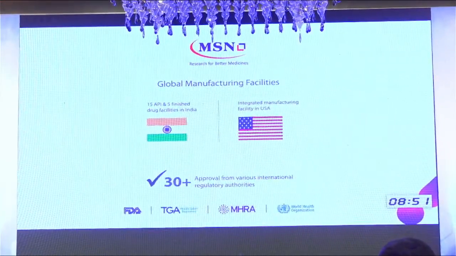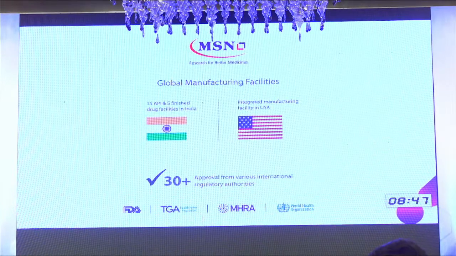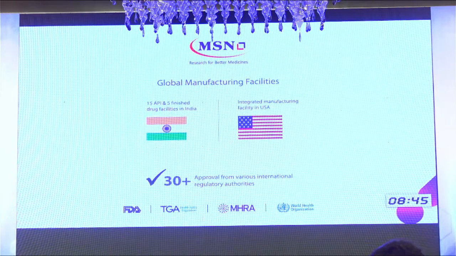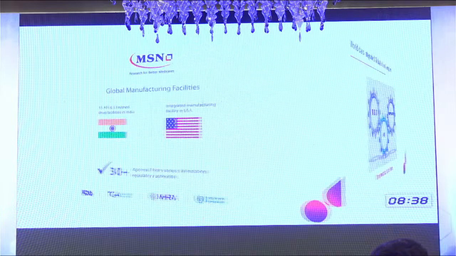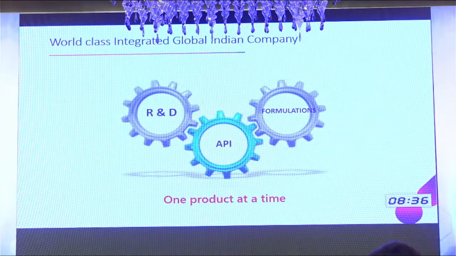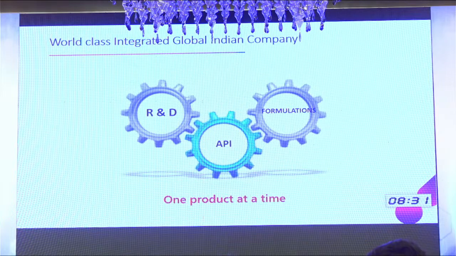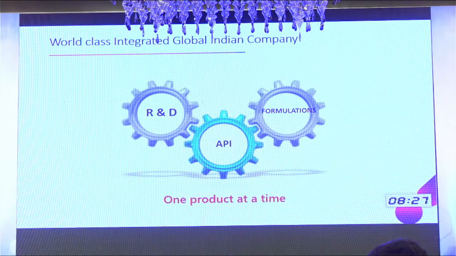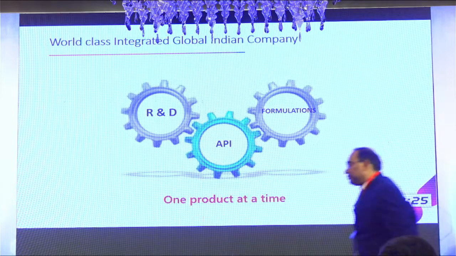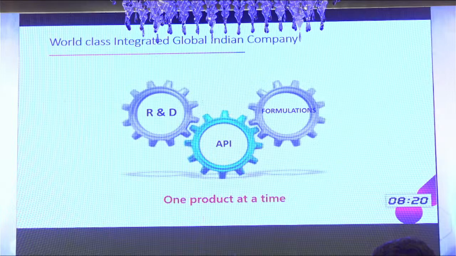Our manufacturing facilities are spread all across India and also in the US. And all these facilities have more than 30 approvals from regulatory authorities from across the world. That makes us a world-class integrated global Indian company with our own R&D, API, and formulations division, systematically, because of which we are able to roll out one product at a time. I don't think there would be many companies who could boast of having their own APIs.